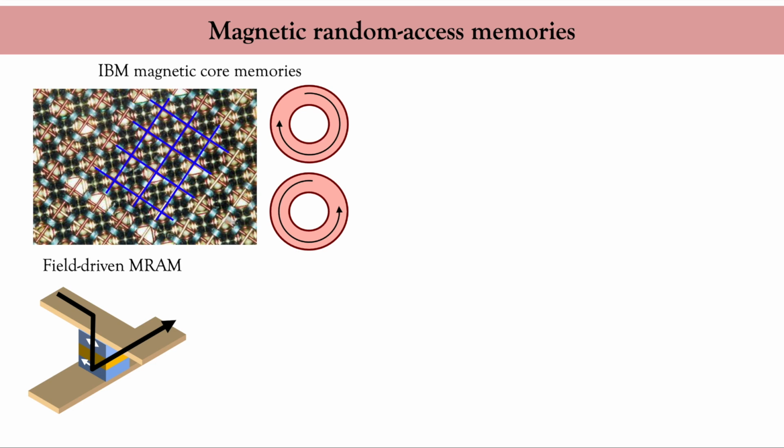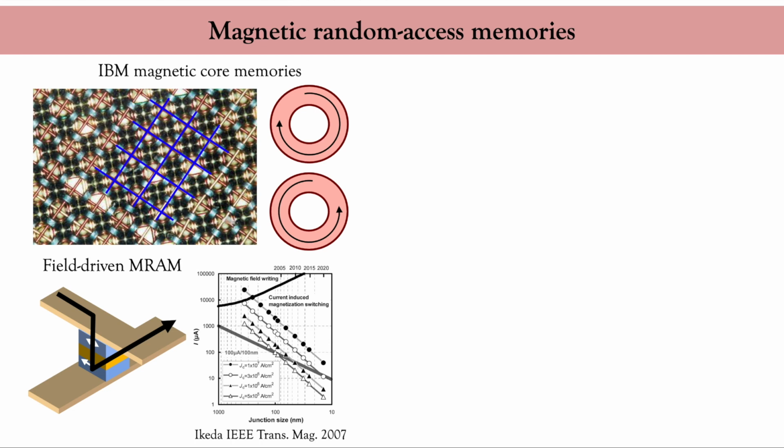As shown in this figure, the smaller the junction area, the larger the current you need to generate the magnetic field. Indeed, the magnetic field is proportional to the current, not to the current density, so it doesn't scale. The paradigm shift came with the spin transfer torque, which scales with the current density.